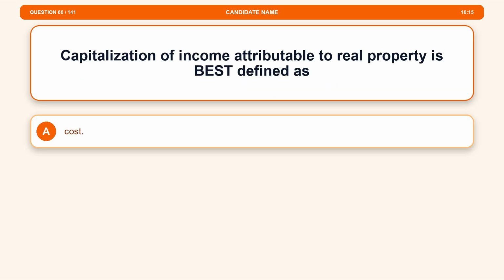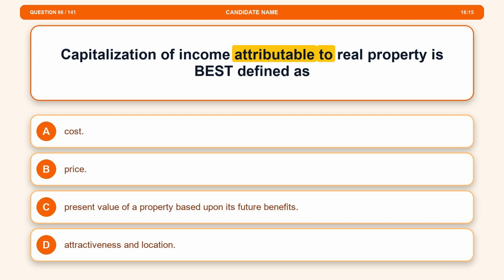Question 66. Capitalization of income attributable to real property is best defined as: Option A, cost. Option B, price. Option C, present value of the property based upon its future benefits. Option D, attractiveness and location.